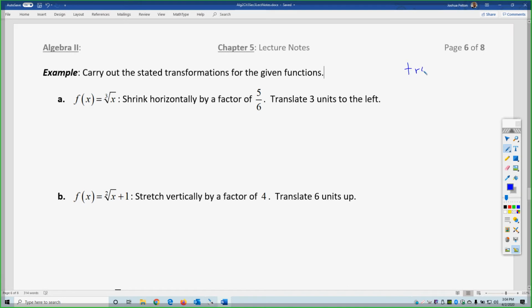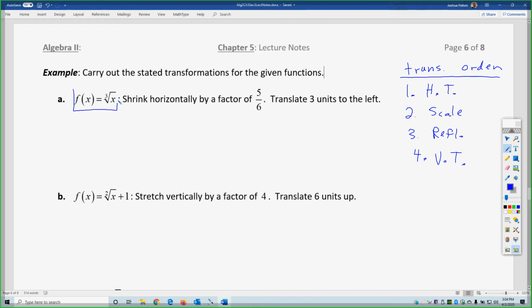So transformation, I have to abbreviate here, which is on the prior page, right? You have to do the horizontal translations first, the scaling second, which could be stretching or shrinking. The reflections over the x or the y-axis must come third, and the vertical translations must come last. It's basically the order of operations, because horizontal translations are inside, which is parentheses. Scaling and reflections are multiplying and dividing, and vertical translations are adding and subtracting, which essentially is the order of operations.